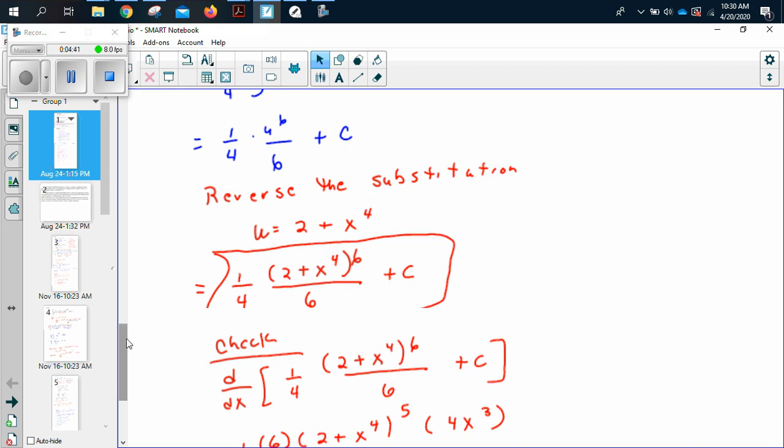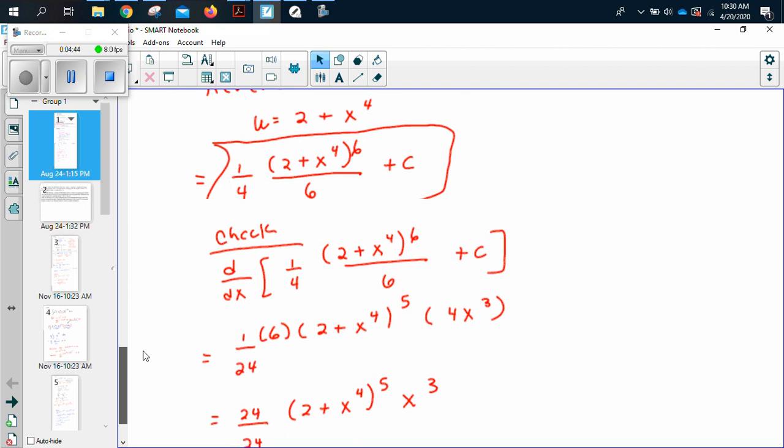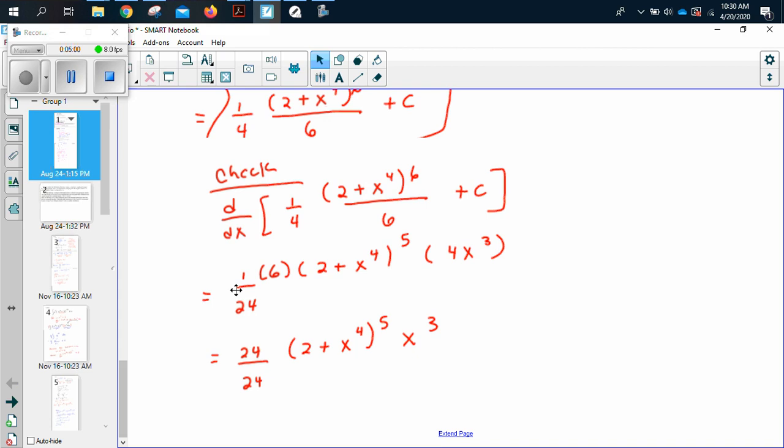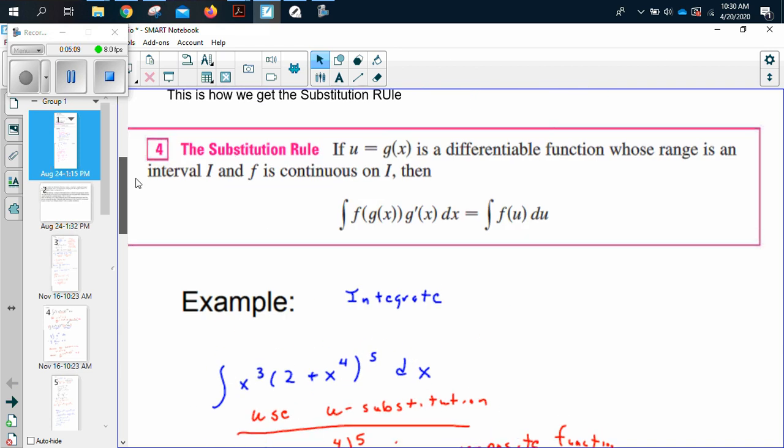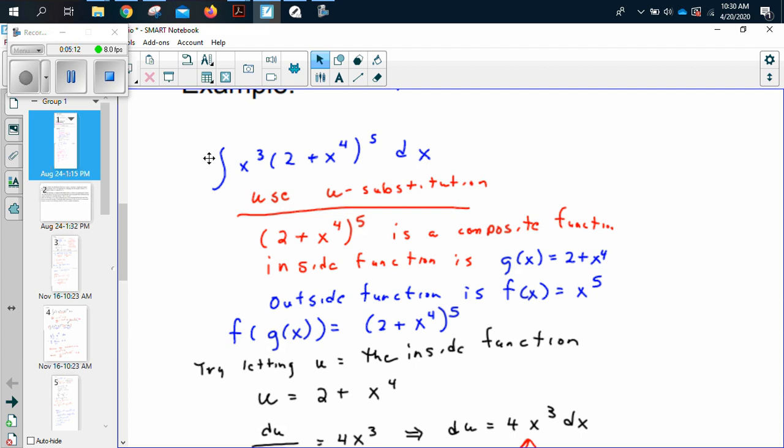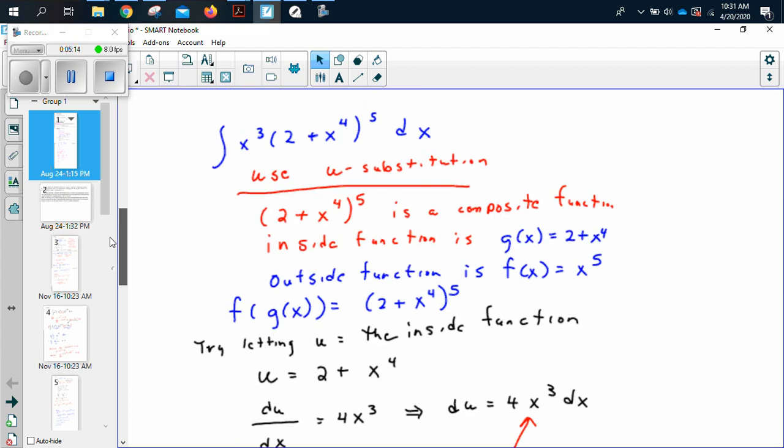Now you can always check integration by differentiation. So I'm going to differentiate this. I'm going to bring down the 6 and subtract 1 from the exponent, and I'm going to use the chain rule and multiply times the inside. And then I just simplify that. That's going to give me 2 plus x to the fourth raised to the fifth times x cubed. And that is what we started with. Okay? So that's substitution.